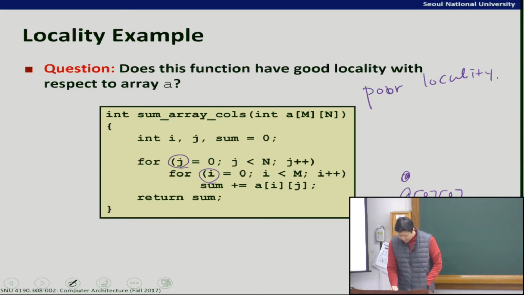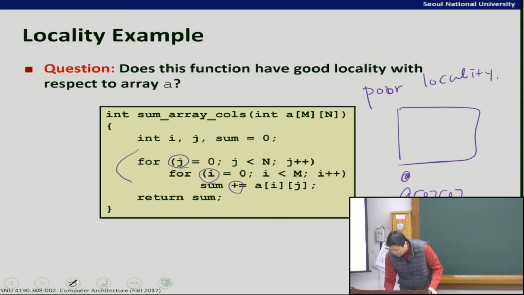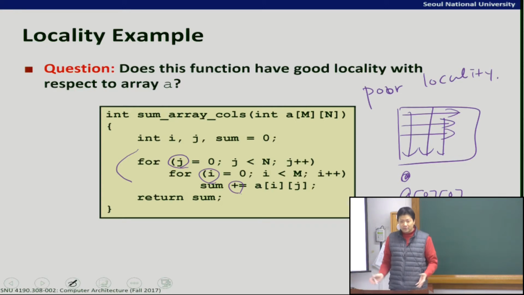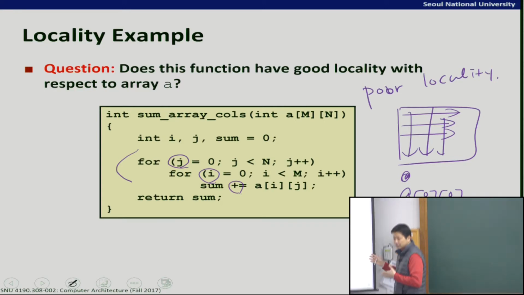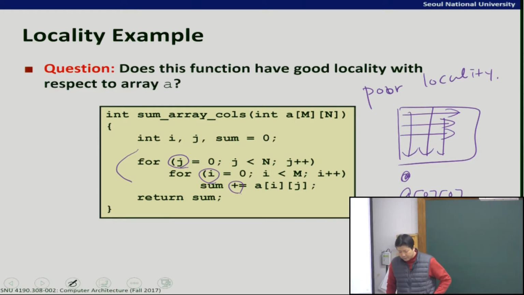By the way, in this example, even though you change the order of the loop, the outcome will be the same, right? Because this addition is associative and commutative. So it doesn't really matter which order you sum this up. If you have a two-dimensional matrix like this, you can either sum the elements in this order or this order. It doesn't really matter as long as you add them up, because integer addition is commutative and associative. So the order doesn't really matter.